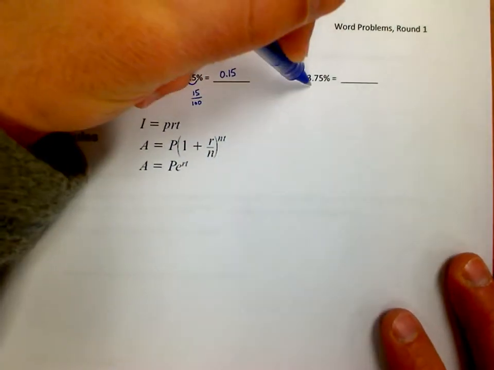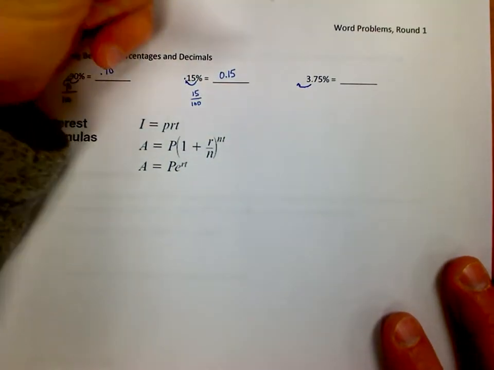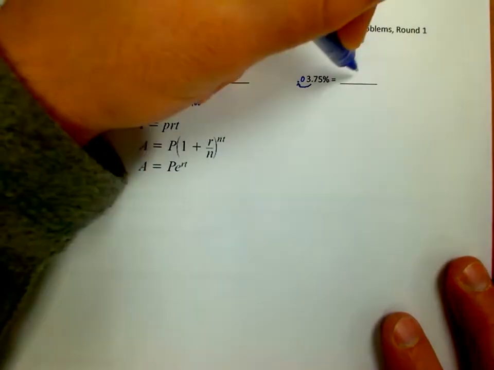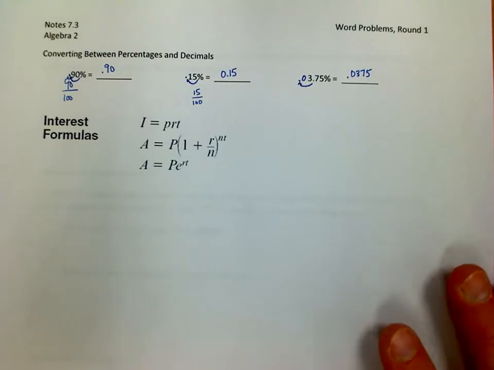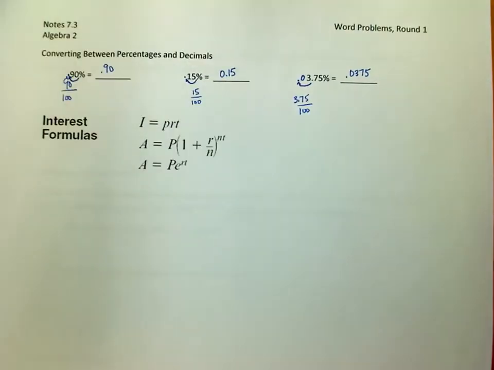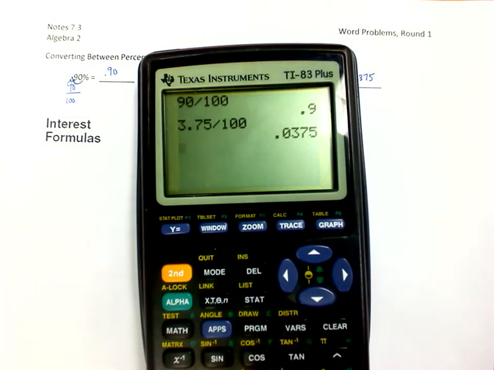And on this one, 3.75%, I need to move it over 2 spots. And then that means I don't have enough digits over here, so I'm going to have to throw a 0 out in front just to make things work. And it's 0.0375. That's the decimal format. Easy way to do that one: take 3.75 and just divide it by 100 on your calculator. And when I do that, 3.75 divided by 100, I get 0.0375, right?